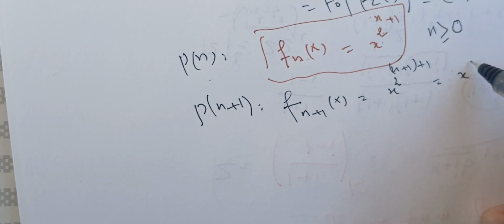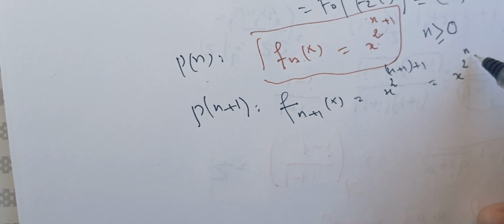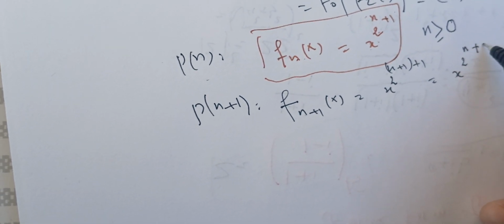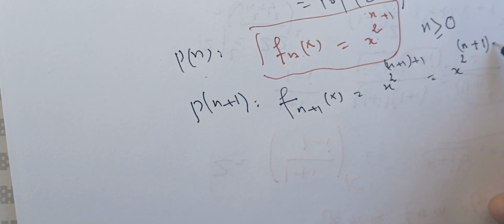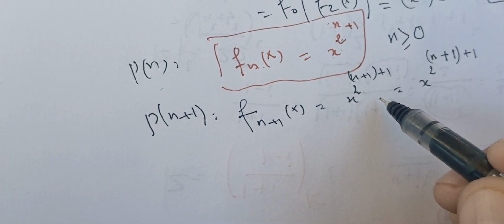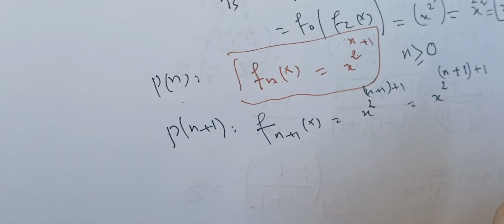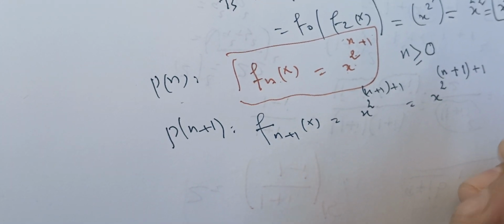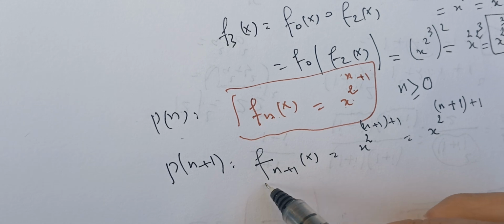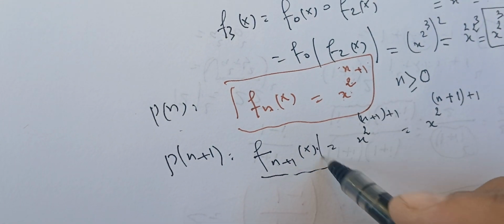So now I'm going to assume that this is true for n, and I have to prove that it's true for n plus 1. That means fn plus 1 of x must be x to the power 2 to the power n plus 1 plus 1, or x to the power 2 to the power n plus 2. Okay? So how can I use this one here? How can I prove this?